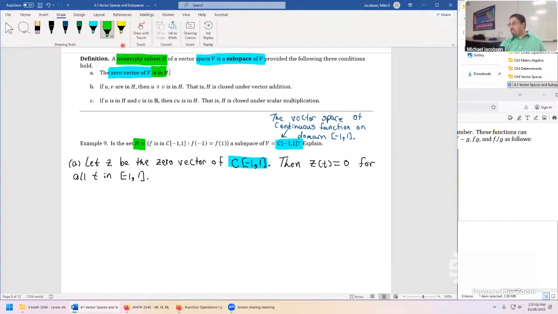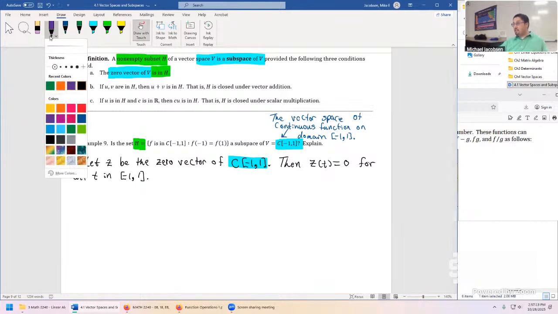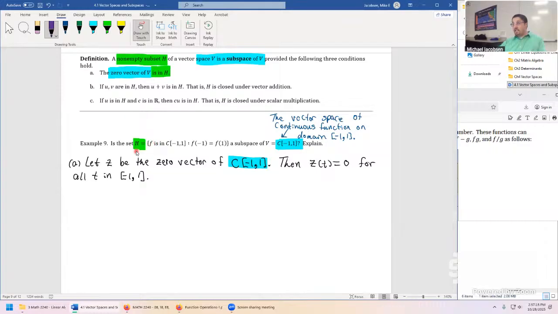But what we need to do with it is explain why it's also in H. The explanations are what makes the homework in this section tricky. To explain why it's in H, we have to go back to the set. To get inside the set H, we have to satisfy this condition here. So this is the set membership condition.